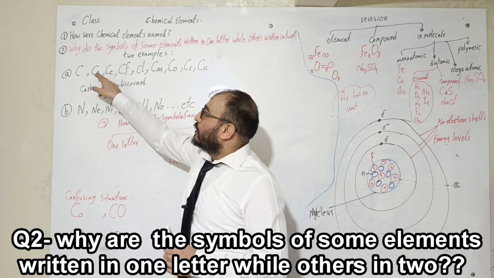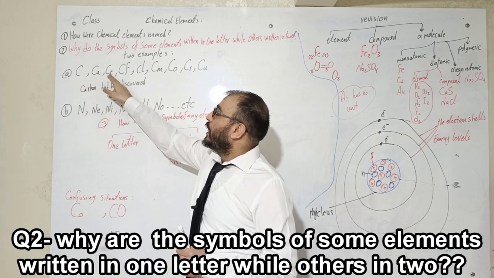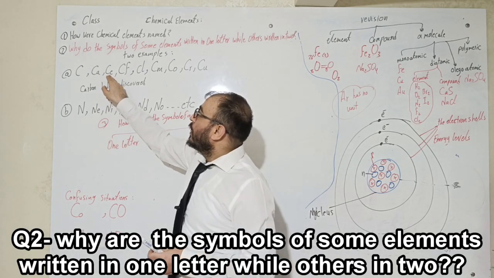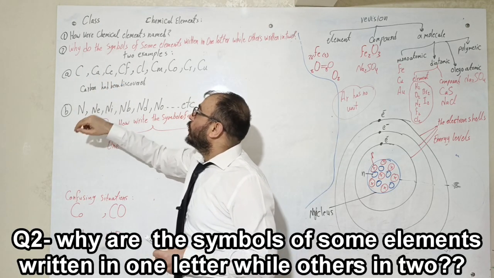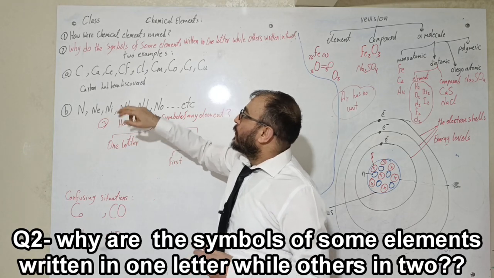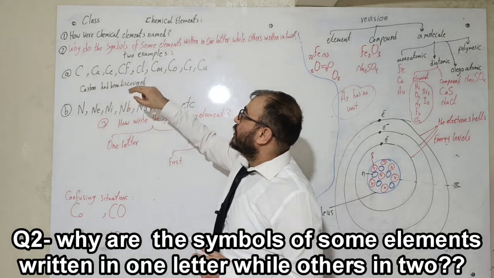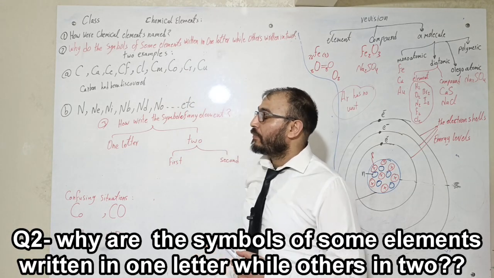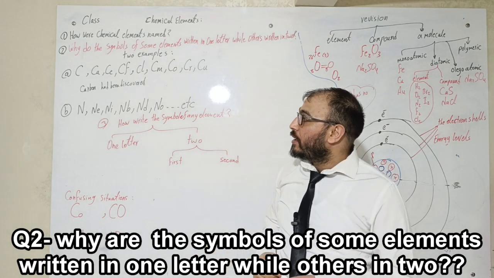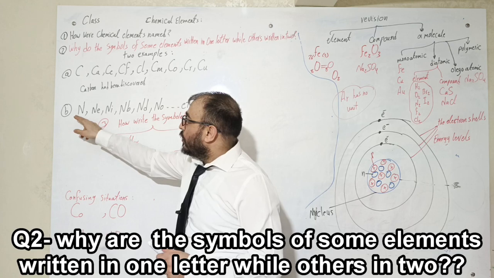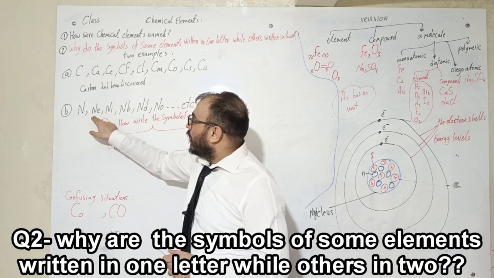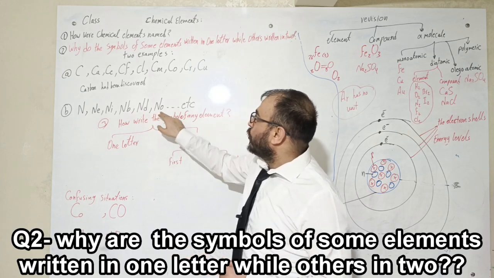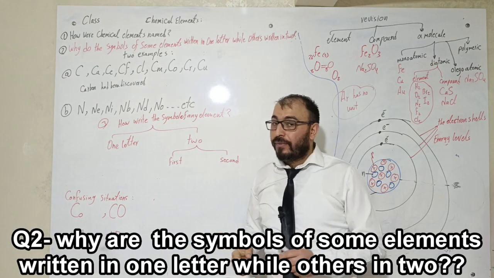Cerium also started with the same letter, and we had to add another letter so that we can distinguish cerium from calcium and from carbon. So the same case applies for californium, which starts with the C, chlorine, curium, cobalt, chrome, and copper. The other example is with letter N, we have nitrogen, neon, nickel, niobium, neodymium, nobelium, and so on.